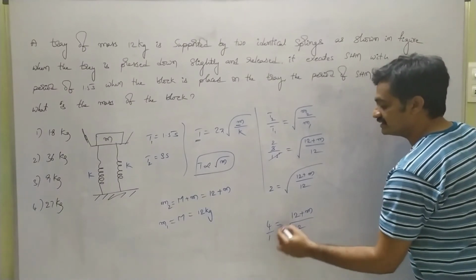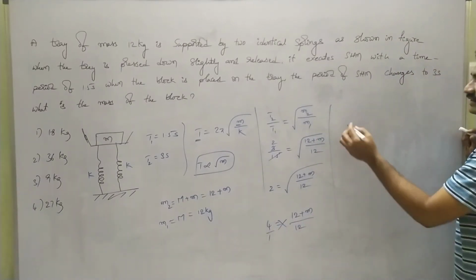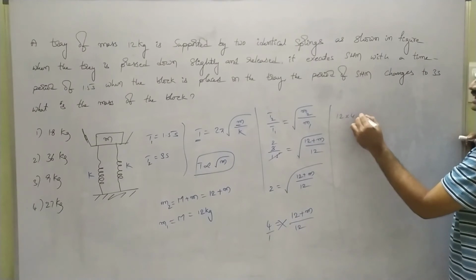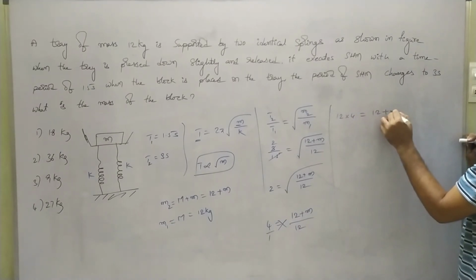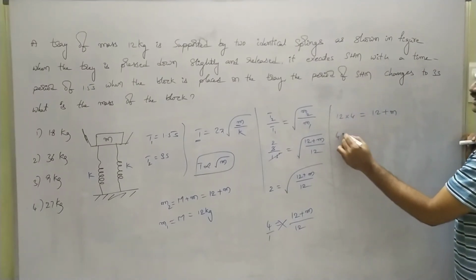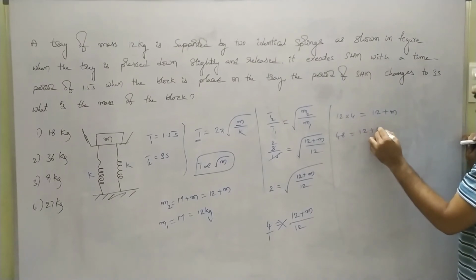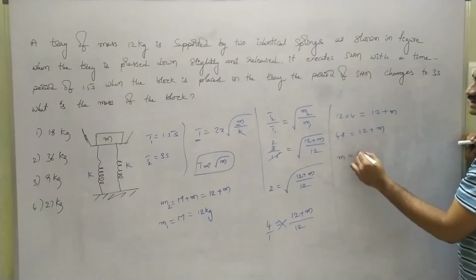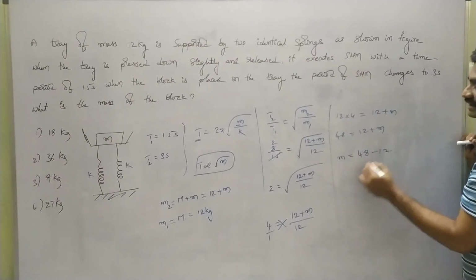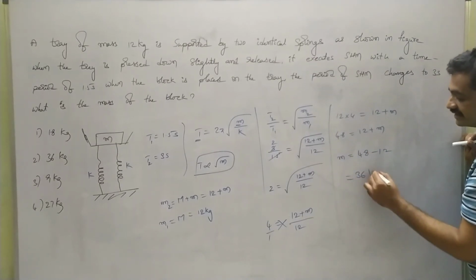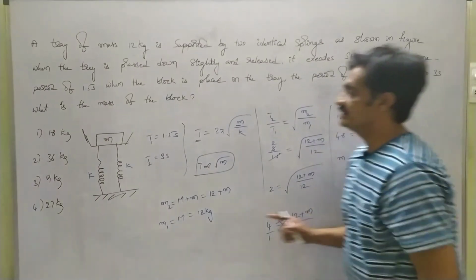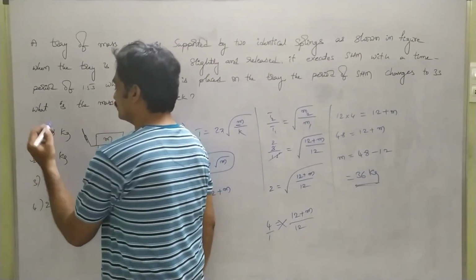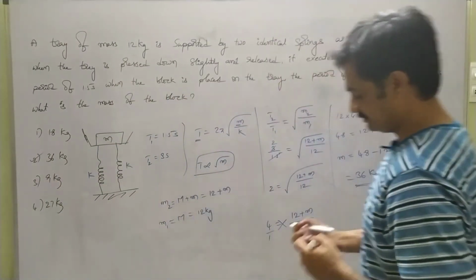As we cross multiply this equation, we get 12 into 4 is equal to 12 plus m. 12 into 4 is 48. 48 is equal to 12 plus m. So as we bring this 12 to this side, we have small m is equal to 48 minus 12, nothing but 36 kg. Mass of the block is 36 kg. So option is 2. Take a screenshot.